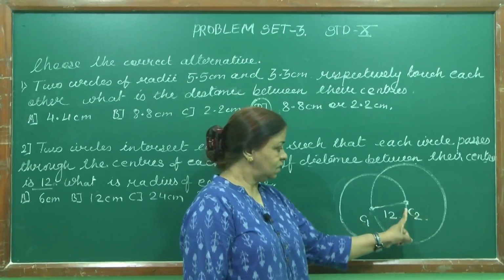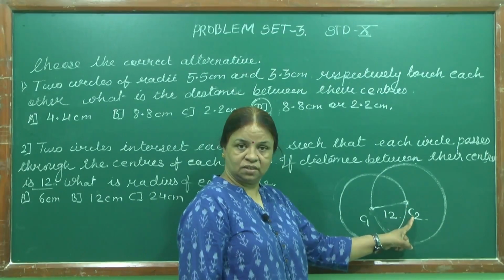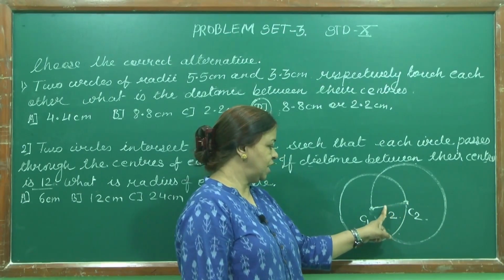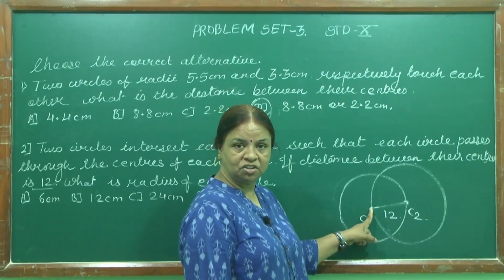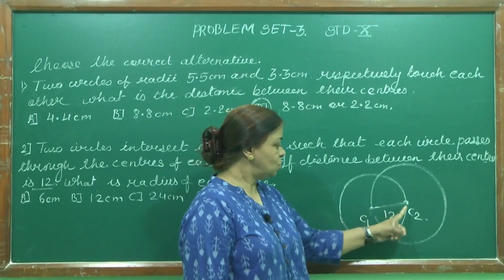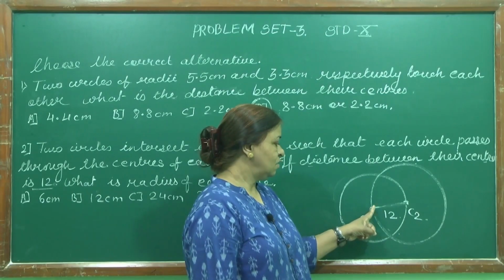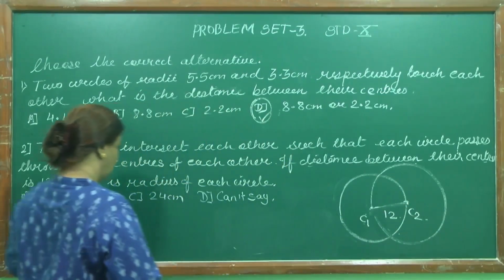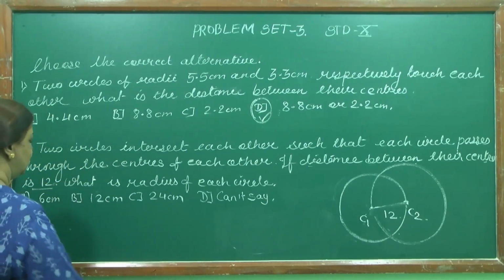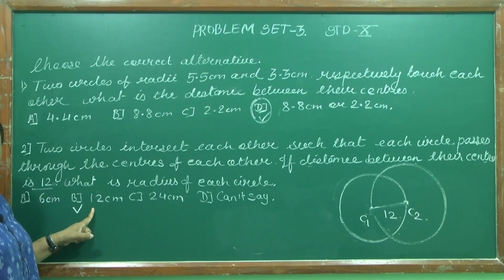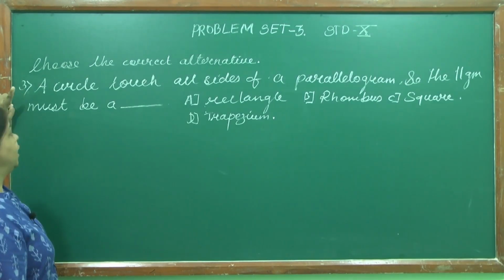Now go for this. The circle with center C2 is this, and from here if I draw a radius, it reaches the circumference of the circle. So the distance between the centers is nothing but the radius of both the circles. So what is the correct option? 12 centimeter is the radius of each circle is the correct option. Now the third question.